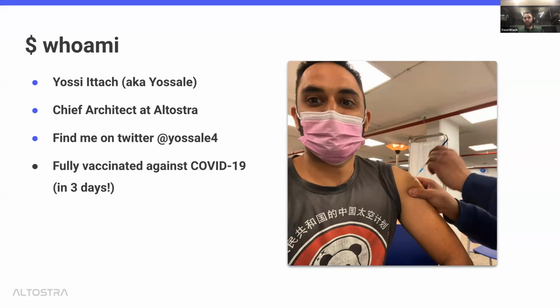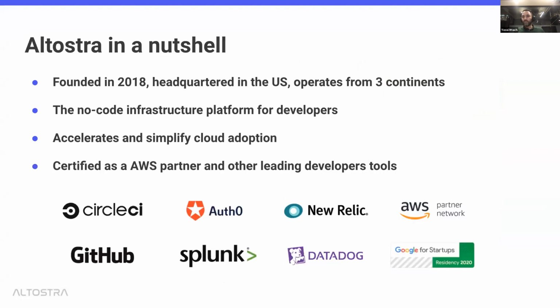Before we begin, just a couple of words about Altostra, if you're not familiar with us. We were established 2 years ago, and what we want to do is accelerate and simplify cloud adoption. We're doing this by creating no-code infrastructure for developers and companies. What we want is that the promise of "just write code" that we were all promised when we switched to serverless will be really just write code, and not write code and a lot of YAMLs and config policies and IAM roles.